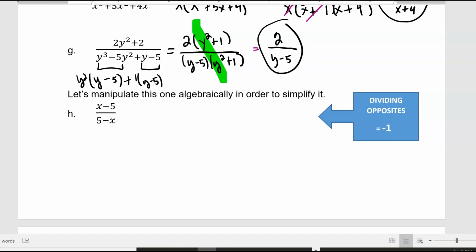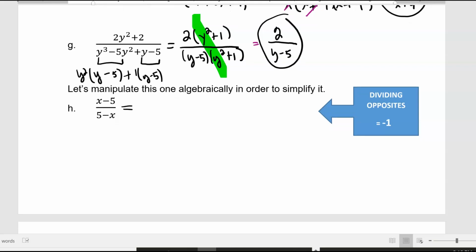Alright, let's manipulate this problem, x minus 5 over 5 minus x, to see if we can simplify it. It can be simplified, and I'm going to show you how. Well, would you agree that this x minus 5 over 5 minus x is x minus 5 over negative x plus 5? I hope so, because notice that there's a negative in front of the x, and I put a negative in front of the x. Notice that this 5 has no sign, which means that it's plus 5, or a positive 5.